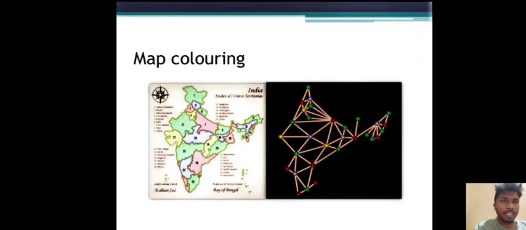This is an Indian map which has colors, but no two adjacent states have the same color. For example, Jammu and Kashmir has the green color and the beside states have pink and blue colors.